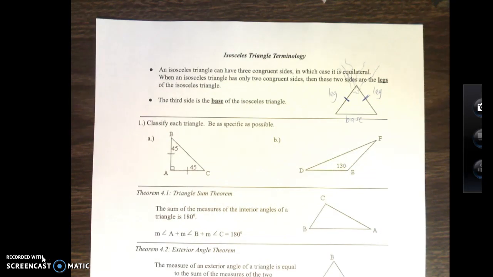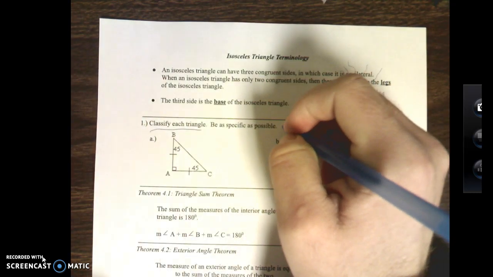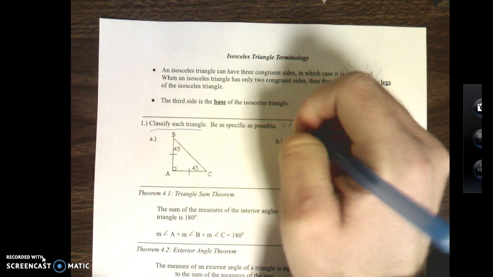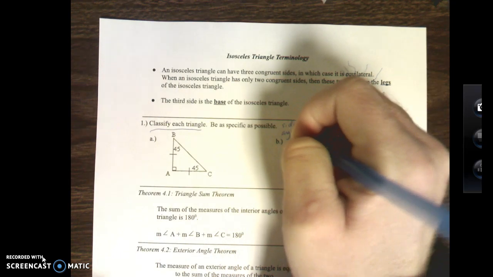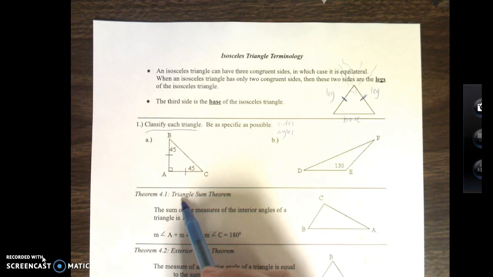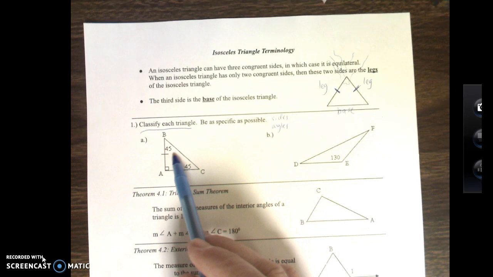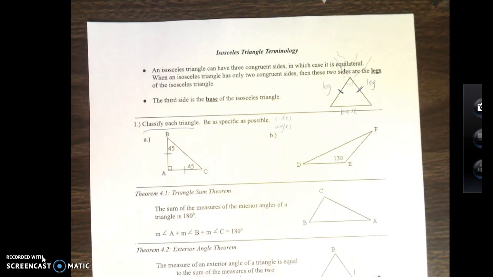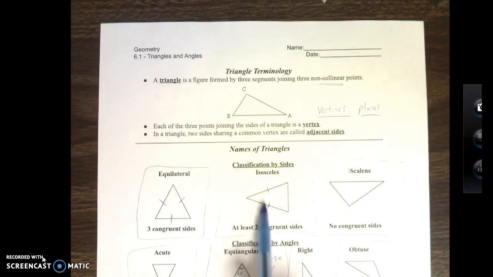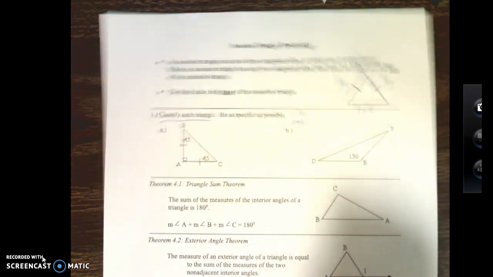Okay. So, we're going to classify each triangle, be as specific as possible. Whenever I ask you guys to classify a triangle, you're going to give me a word for the sides and a word for the angles. Looking at part A, I'm going to do sides. I've got two sides the same. At least two congruent sides, that's isosceles. We're going to use our notes to our advantage. So for number one, part A, we have an isosceles.